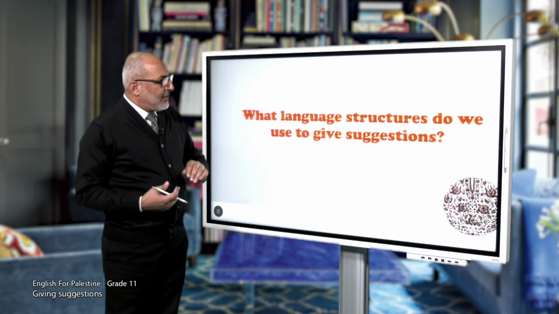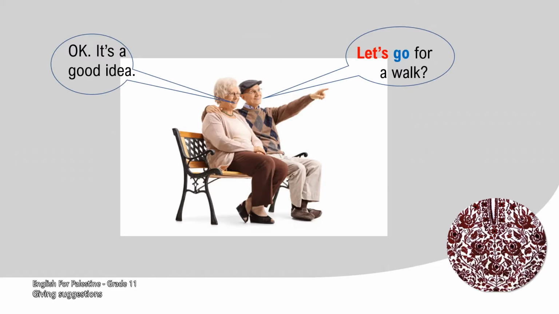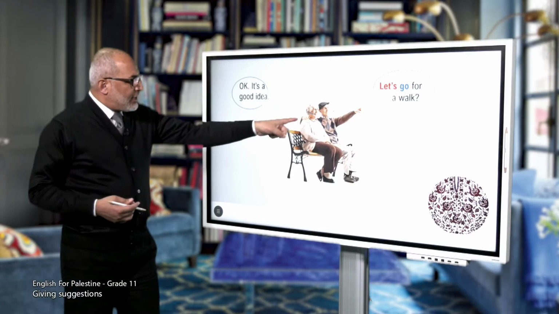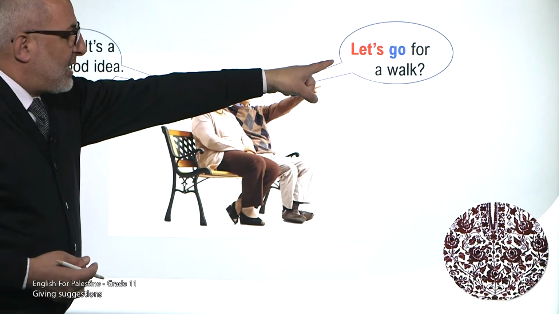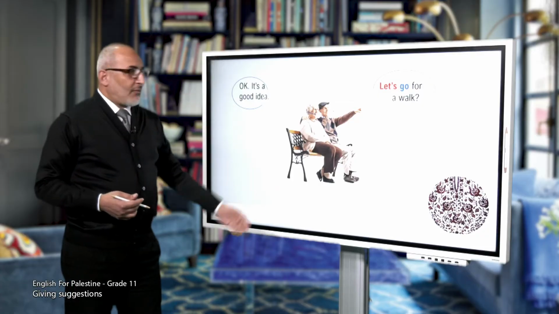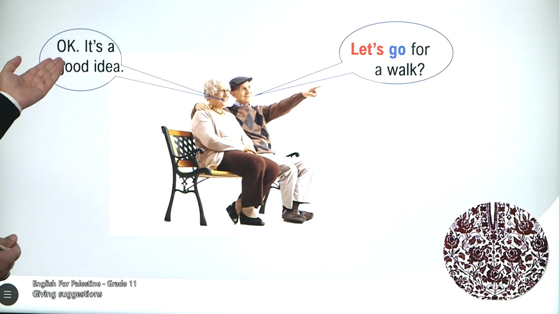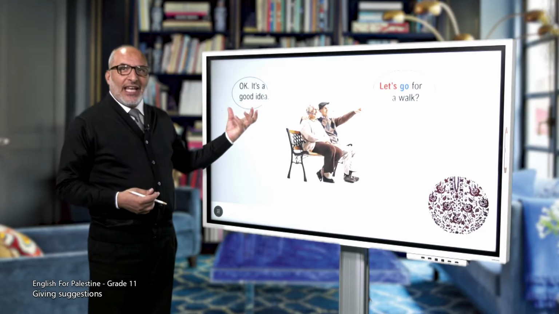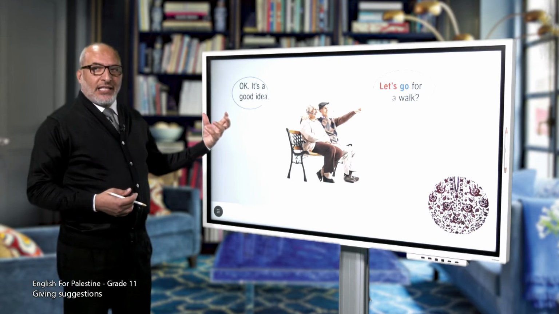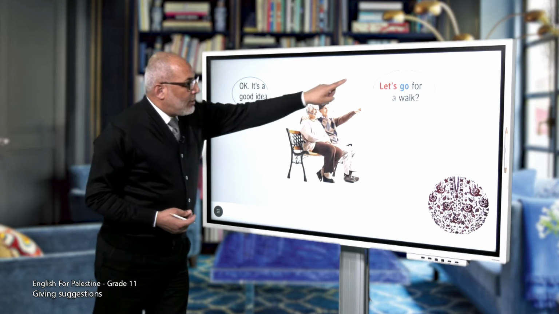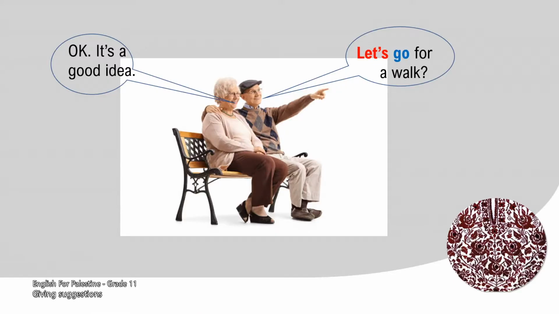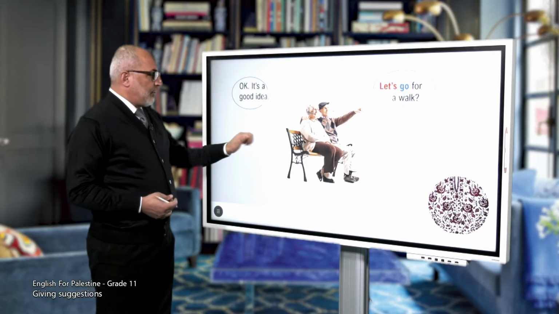Let's see here. Look at this picture. Here an old man and his wife are sitting and he is suggesting something for his wife. So let's look at his suggestion. Let's go for a walk. Oh, she says, okay, it's a good idea. So she accepts the suggestion. Again, look at the structure. Let's plus the infinitive form of the verb. Okay? Good. This is number one.